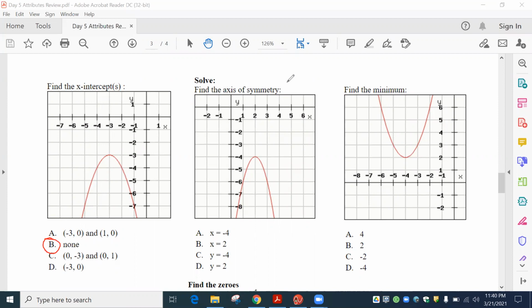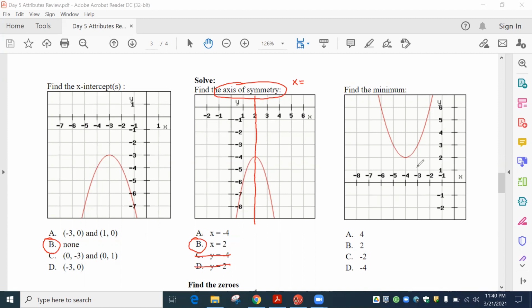Axis of symmetry. So axis of symmetry here is x equals. Notice that, it's important to identify that word, what they want right there. So x equals, so we got to get rid of anything that says y equals. And then we're going to draw the line that splits this in half. And it's x equals 2.